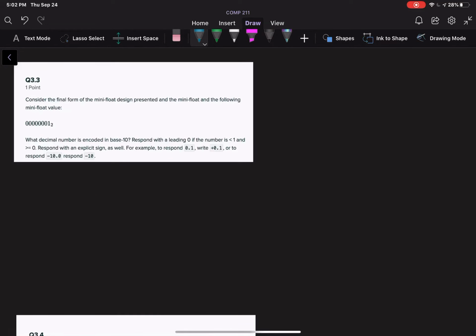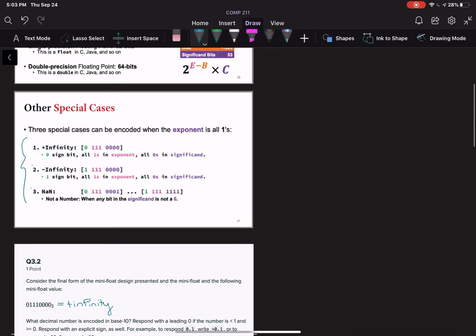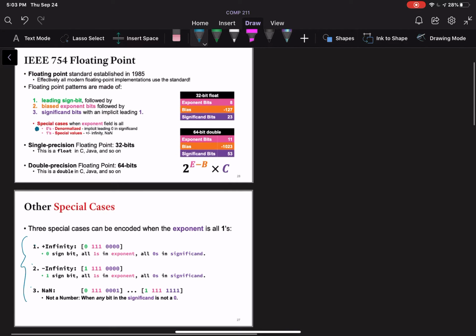So let's look at 3.3. Let's go ahead and do the same thing where we break it into its 3 parts. We have a 0 for the sign bit, 0s for the exponent field, and then 0, 0, 0, 1 for the significand. And you might, once again, be tempted to go ahead and calculate what the value of this exponent is, except as we just went over, there's a special case when all the exponent field is zeros, and that's that we have a denormalized value.